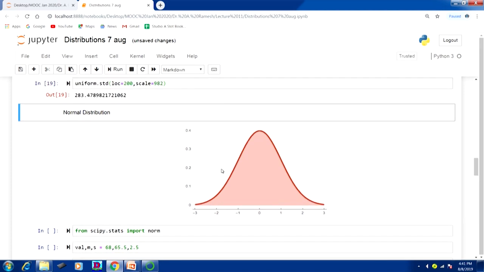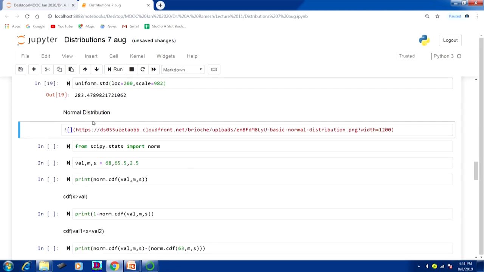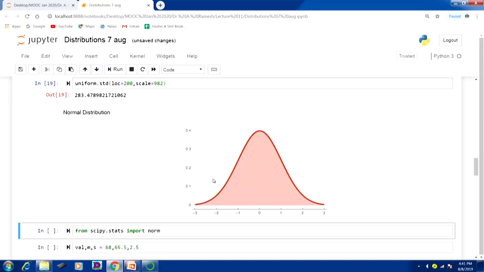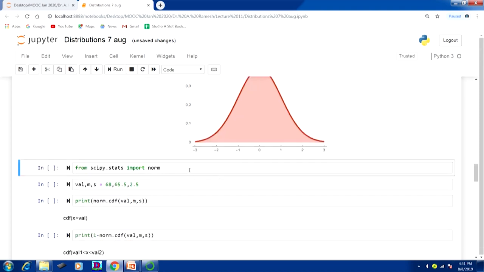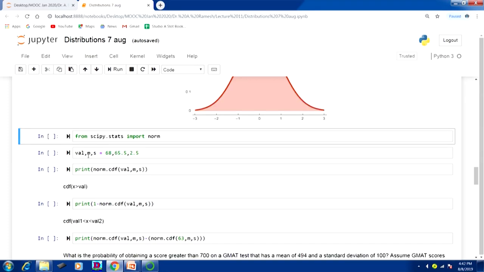Okay. Next we will move to the normal distribution. Here also I have inserted a picture of the normal distribution. You see that the picture is taken from this link, exclamation, square bracket, that link. Okay. When you execute this, you will get a picture of the probability distribution. First we will have to import a library, norm, that is imported from SciPy. So, from scipy.stats import norm, with the values: x, mean, standard deviation, 68, 65.5, 2.5.